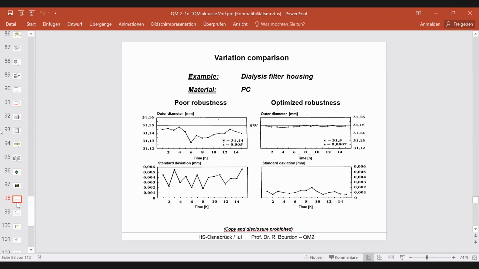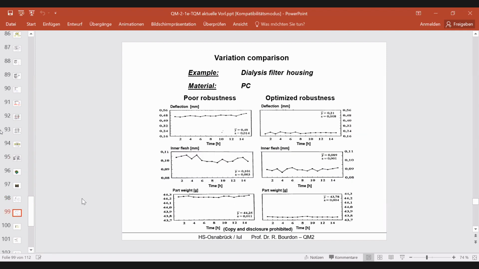You can optimize the process. You can also optimize the variation of dimensions, the warpage, the bending of a part, or the inner flash, or the part weight. So there are several possibilities and several potentials to optimize the quality of a part or of a product with DOE methods.